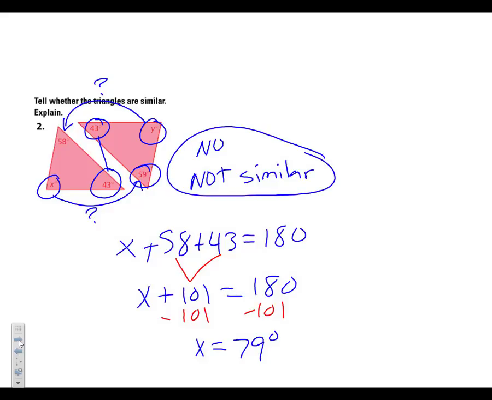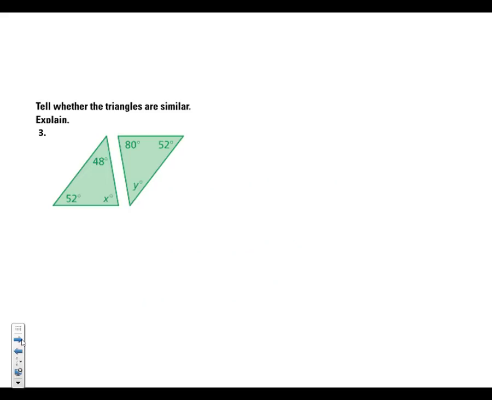All right, moving right along. Telling whether the triangles are similar. This is our last example of the first video. And again, we recognize that there are two angles that are congruent. This angle 52, we already have that one. Bingo. So I've got to decide, is x congruent to 80? Is y congruent to 48? And again, makes no difference.